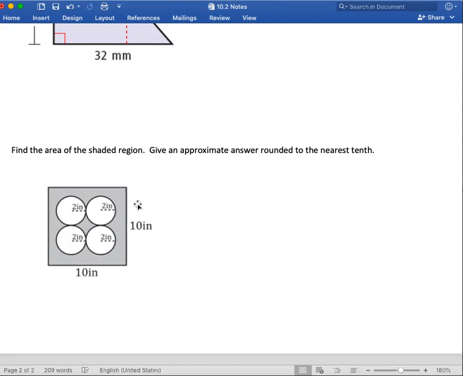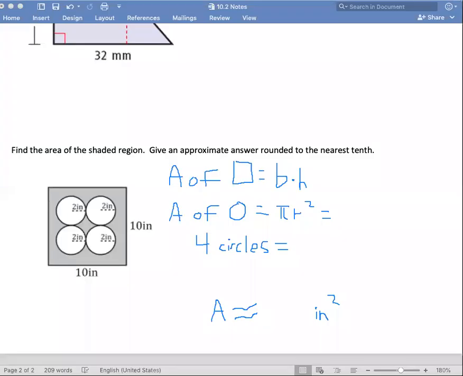It's a little bit of a tricky problem because it says the area of the shaded region only. So only the shaded region. I want you to pause the video after I get done asking this question. And that question is, how could you find the area of the shaded region only? So go ahead and pause the video and see if you can figure out how to start this problem.